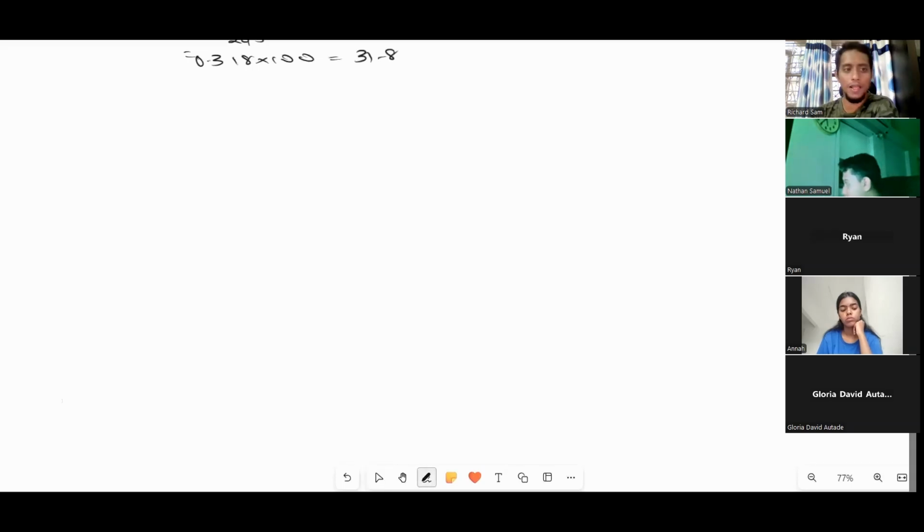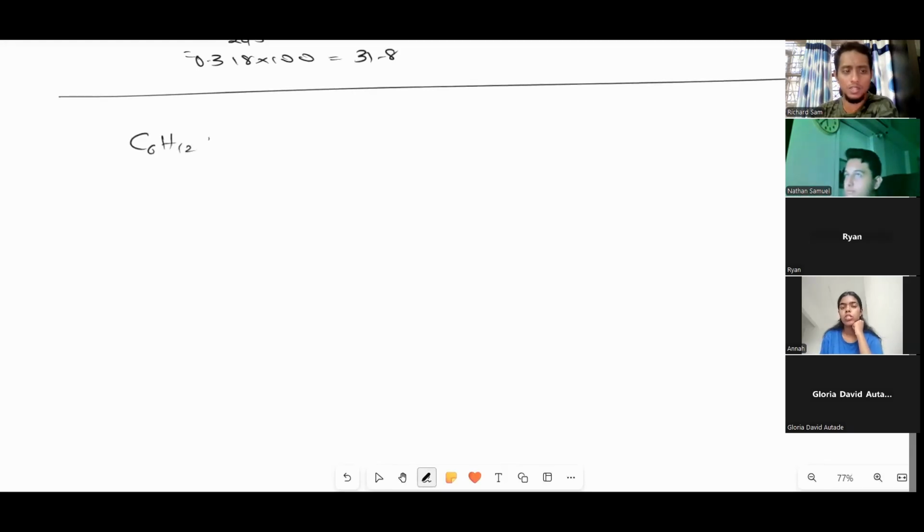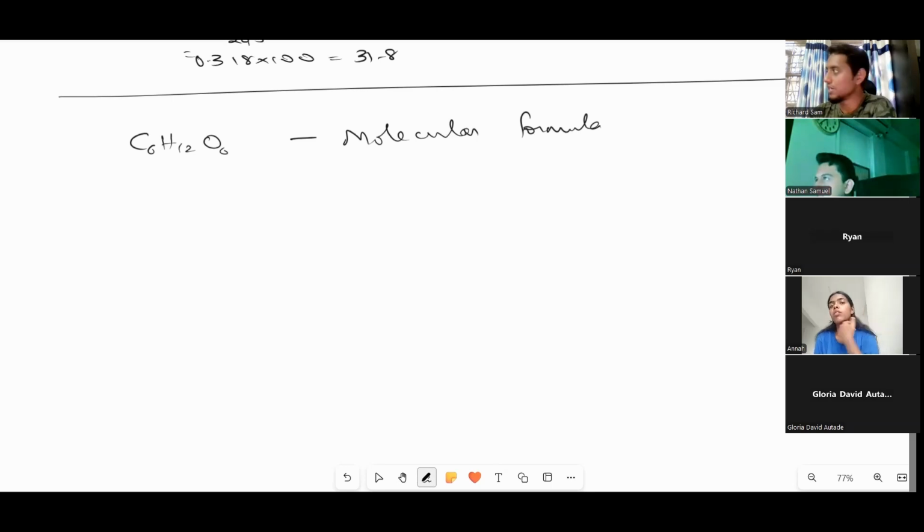For example, sugar. What's the formula for glucose or sugar? C6H12O6. This is the molecular formula. What does this molecular formula tell you? It tells you the number of atoms in that molecule, the exact number of atoms. Like there are 6 carbon atoms, 12 hydrogen atoms, and 6 oxygen atoms.